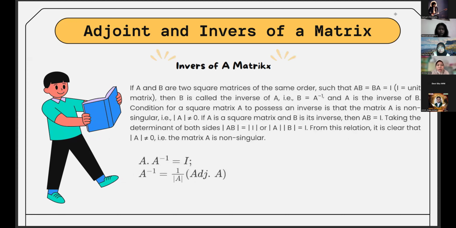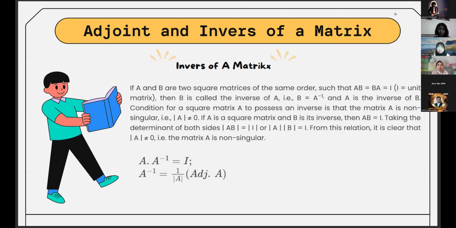Okay. The second one is the inverse of a matrix. If A and B are two square matrices of the same order, such that AB equals BA equals I, where I is the unit matrix, then B is called the inverse of A, i.e. B is A inverse, and A is the inverse of B. The condition for a square matrix A to possess an inverse is that the matrix A is non-singular.